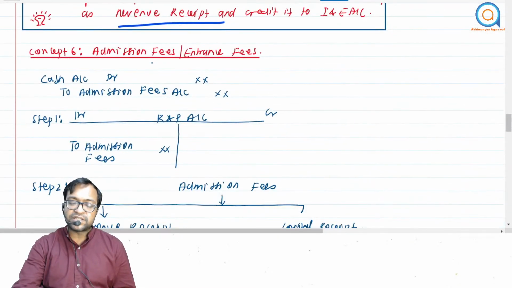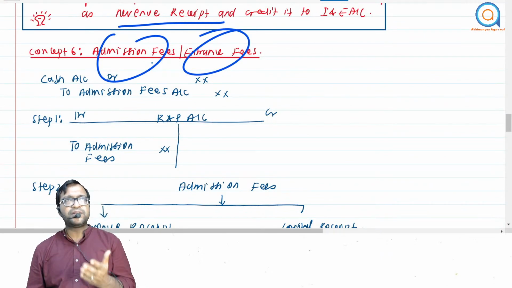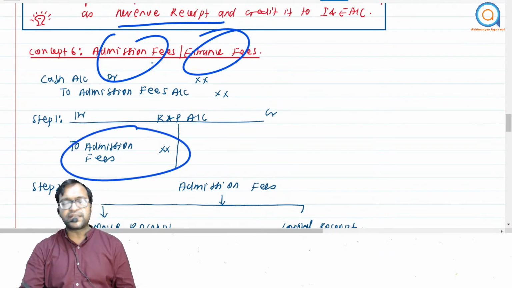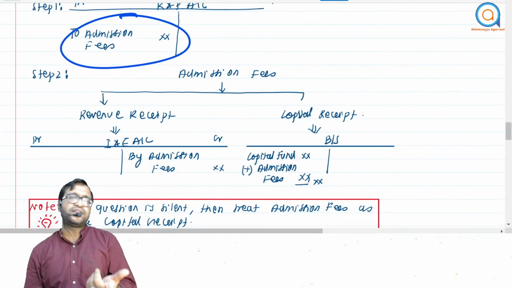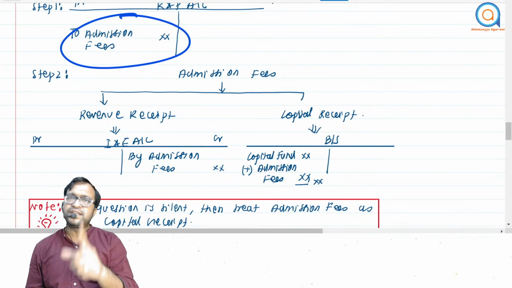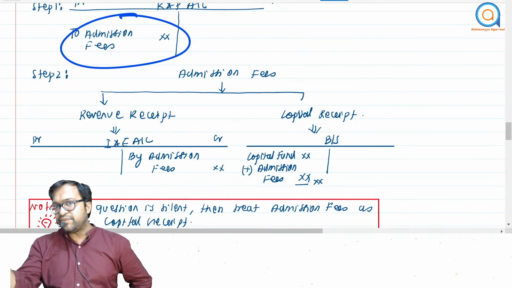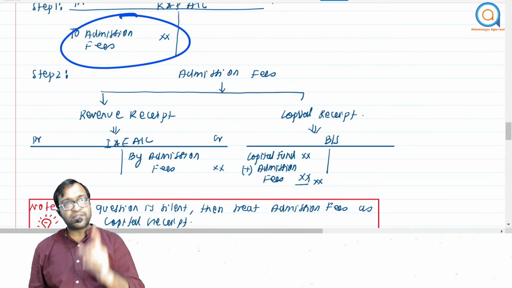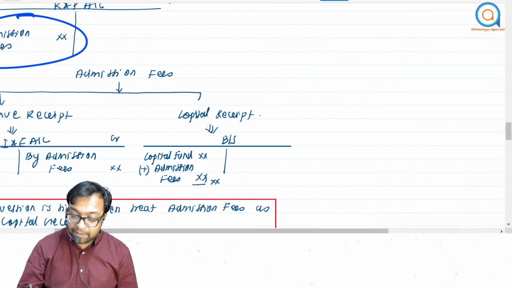Next is admission fees, or you can say entrance fees. When you receive this money, cash account debit to admission fees, first record it on the receipt side of receipts and payment. Now for admission fees also you have to check whether it is revenue or capital receipt. If it is revenue receipt, it will come on the income and expenditure credit side, and if it is capital receipt, it will be added with capital fund in balance sheet. But if the question is silent, then admission fees will be treated as capital receipt, sir.